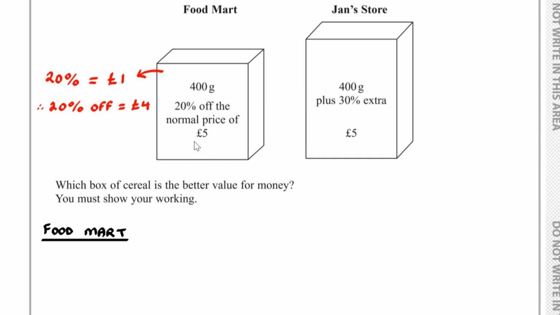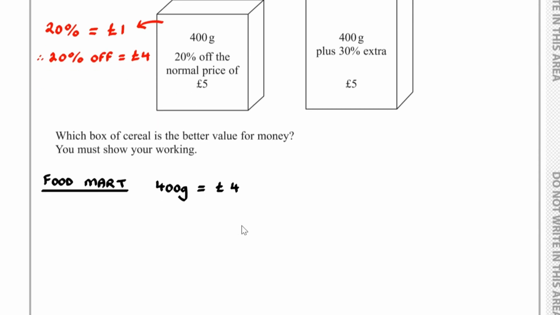So that tells us that 400 grams is equal to £4. So what we can do is find out the price of 100 grams. That will equal £1. So 100 grams is equal to £1.